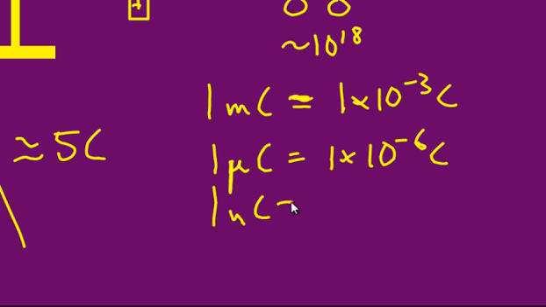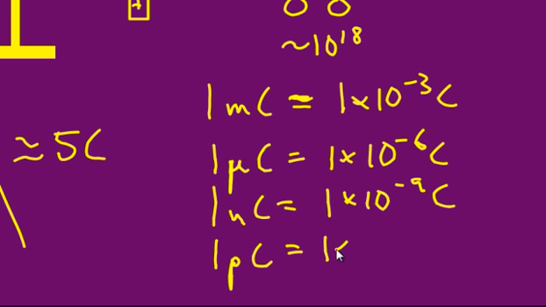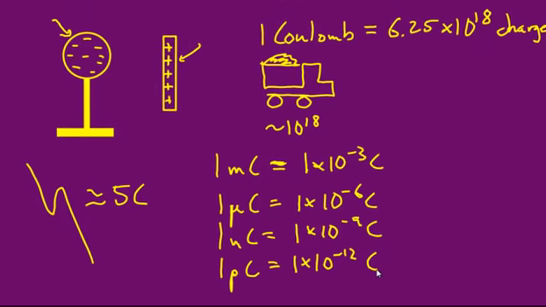A nanocoulomb is a billionth of a coulomb, and sometimes we even have a picocoulomb, which is a trillionth of a coulomb. So sometimes you'll see us use those in this unit, okay? Now, one other question that comes up here, which is, now we know how many charges go into a coulomb.